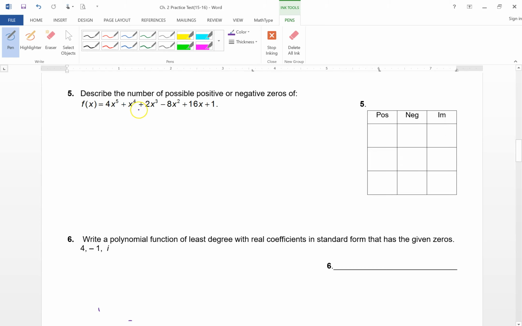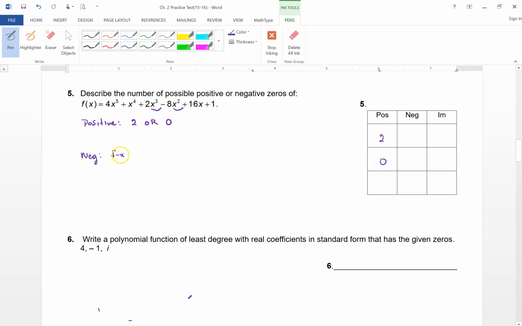All right, so we need to know how many times this changes sign. There is a sign change here. There is a sign change here. So for positive, it's either 2 or 0. Okay? So here I put either 2 or 0. All right, what about for negative?